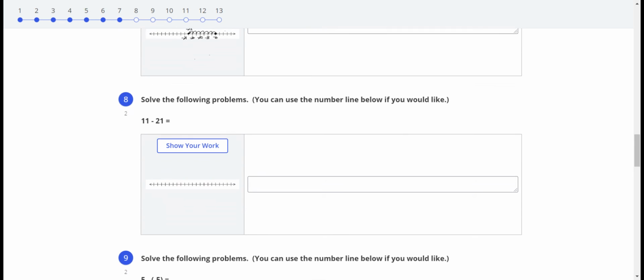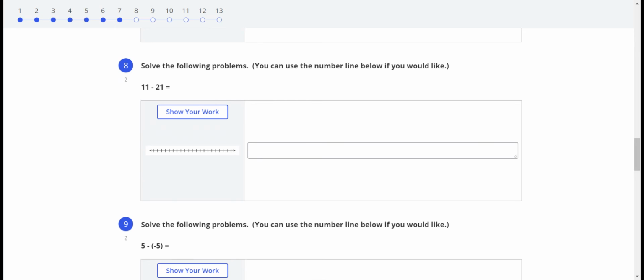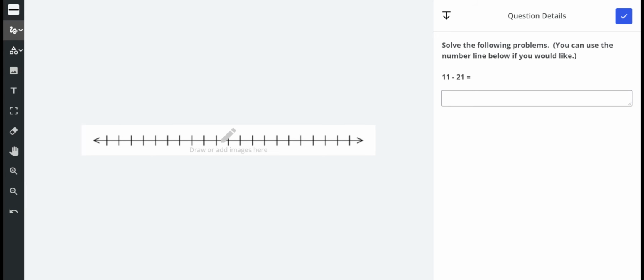All right, number 8, we're going to solve 11 minus 21. So 11 minus 21. All right, there's subtraction, so I'm going to do the additive inverse. So add, make it a negative 21. 11 plus negative 21. Okay, well, the signs are different, so that means we're going to subtract our numbers. 21 minus 11, that gives me 10.